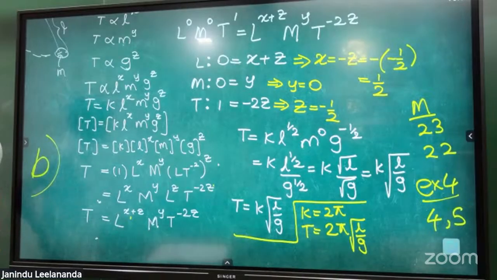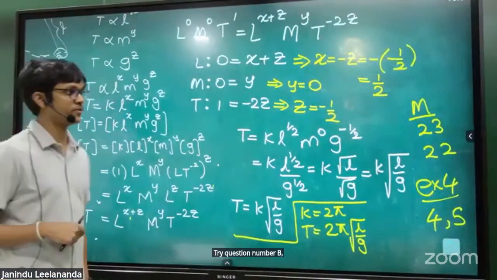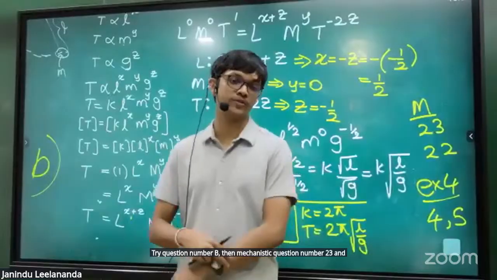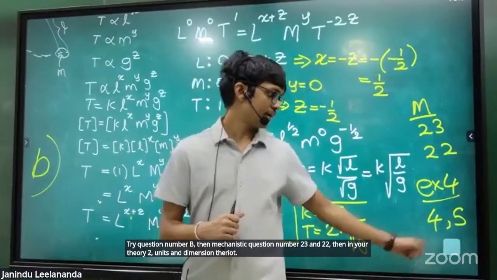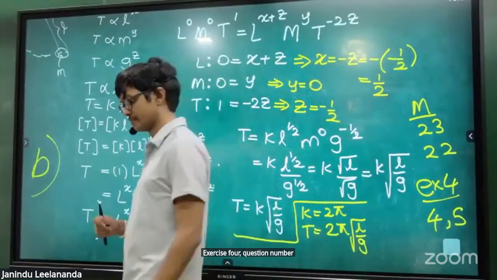Try question number B. Then mechanics tute, question number 23 and 22. Then in your theory tute, units and dimension theory tute, exercise 4, question number 4 and 5.